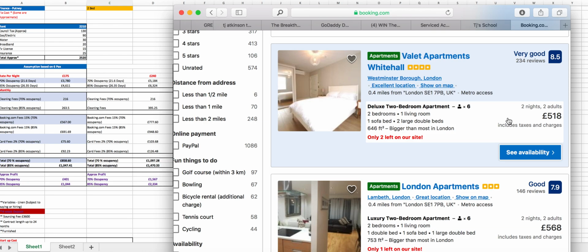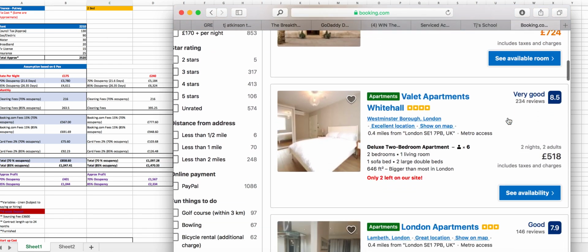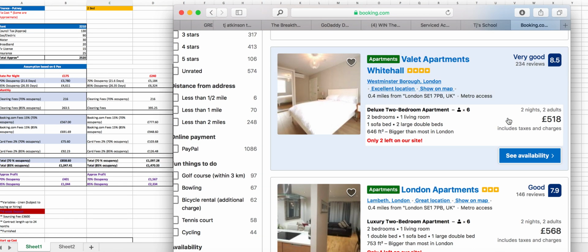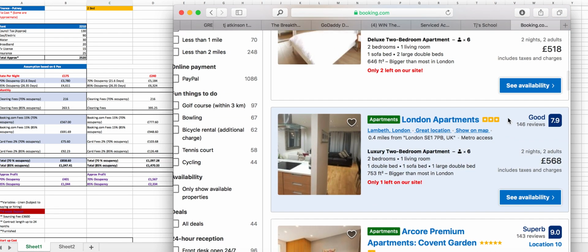So let's go back into this, and before we change the screen, I'll show you. So let's go back to this person here. They are charging 596 divided by 2 nights, so they are charging £298 per night. Then we go to this second person here, 518 divided by 2. They're now charging £259. And then we go to the third person here. This person is charging 568 divided by 2. And that's 284.